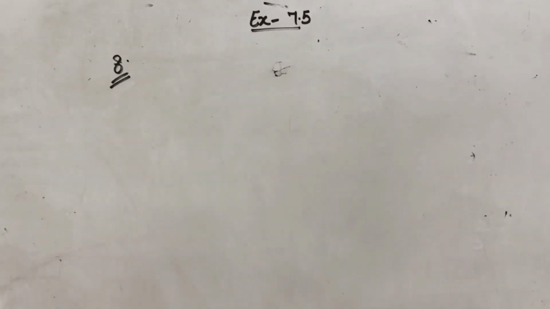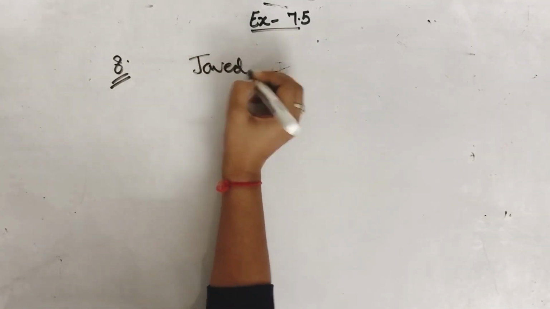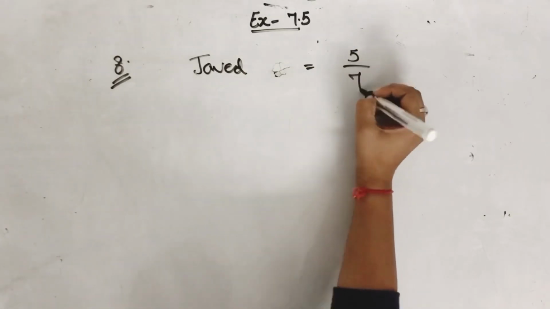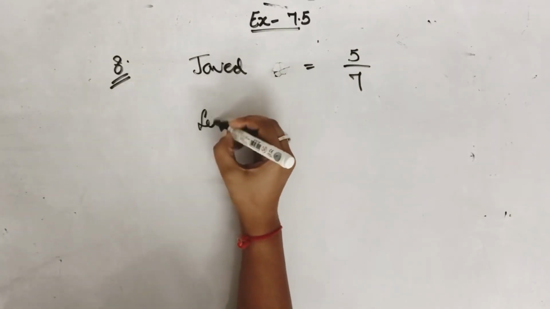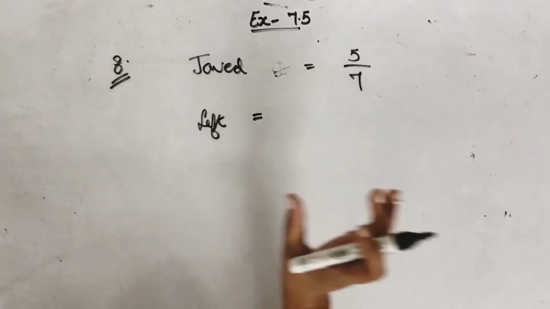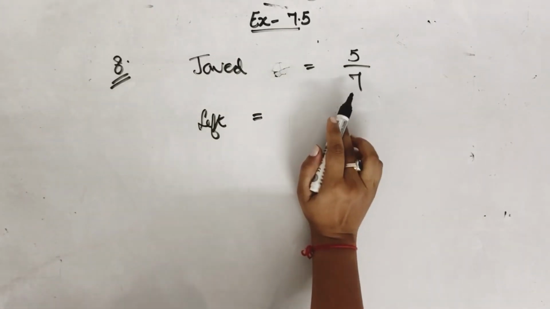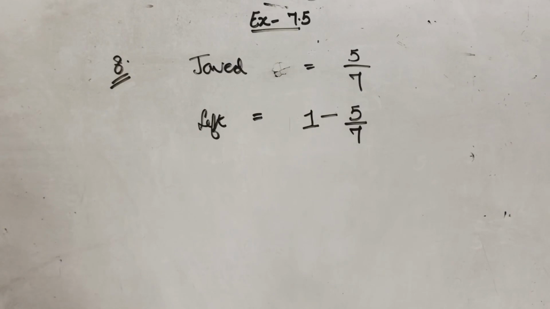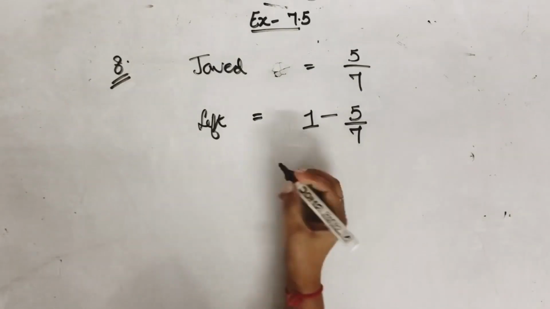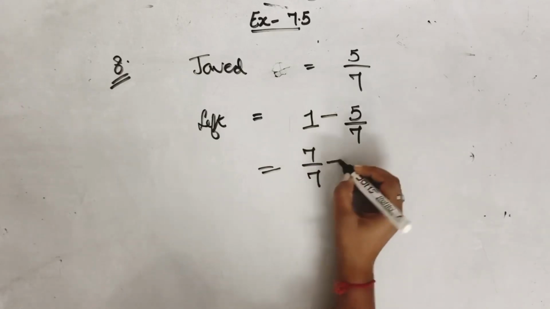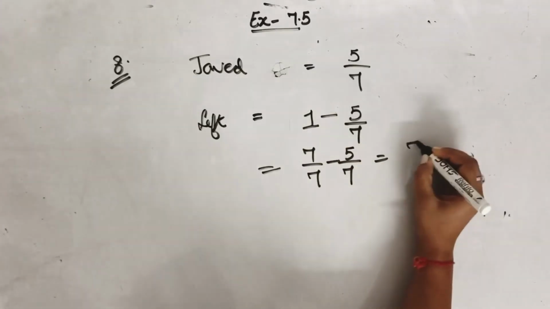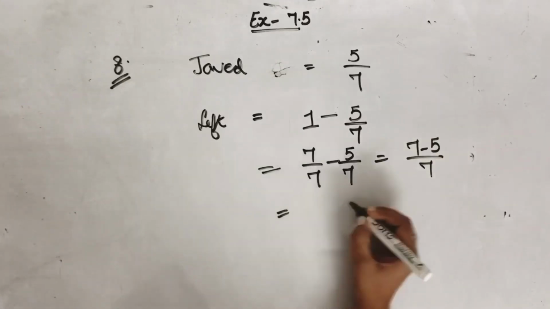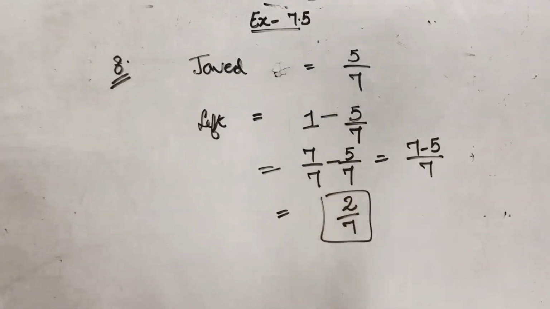Javed was given 5/7 of a basket of oranges. What fraction of oranges was left in the basket? Javed had 5/7. And how much is left? It means from the total you have to subtract 5/7. In the case of fractions, the total is always 1. So first you have to make them like fractions. 1 can be written as 7/7 minus 5/7. It will be equal to 7 minus 5 over 7, which is 2/7. This is the answer.